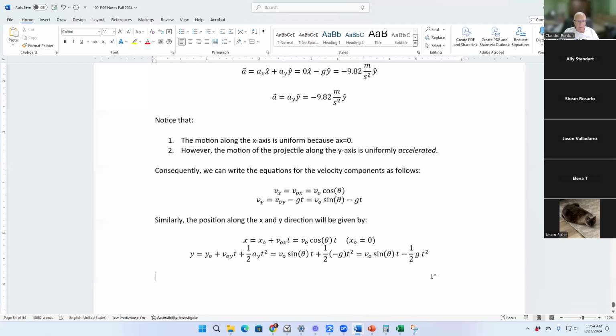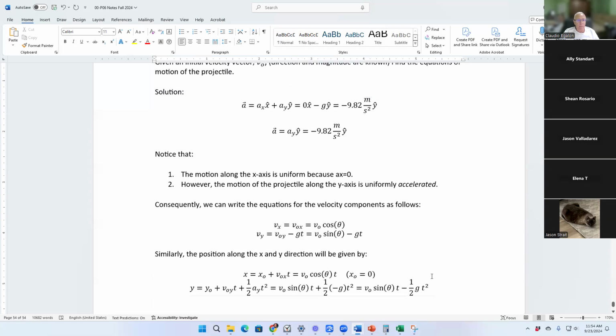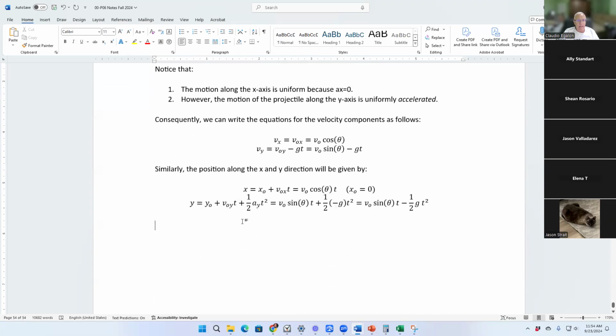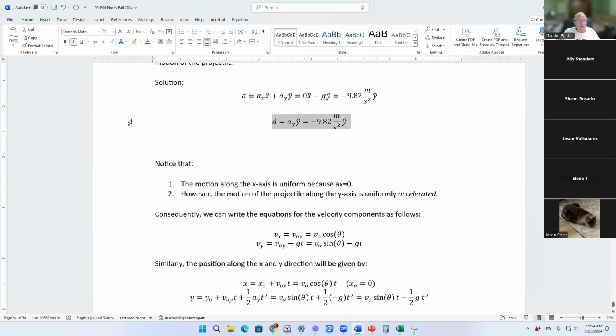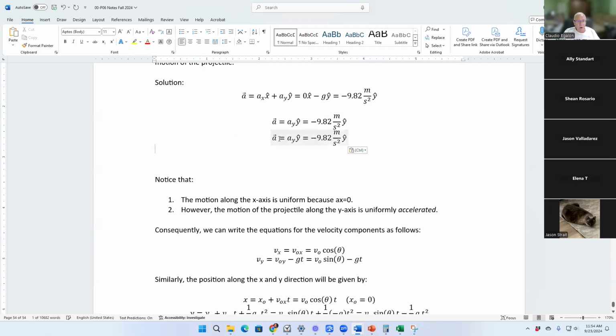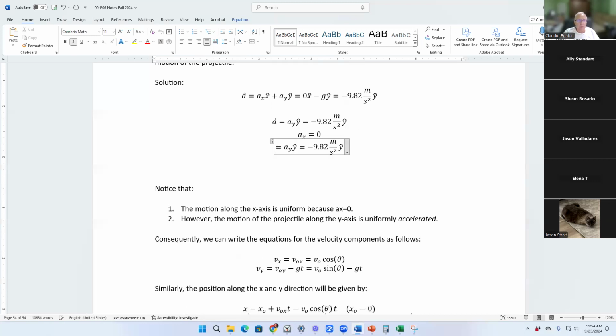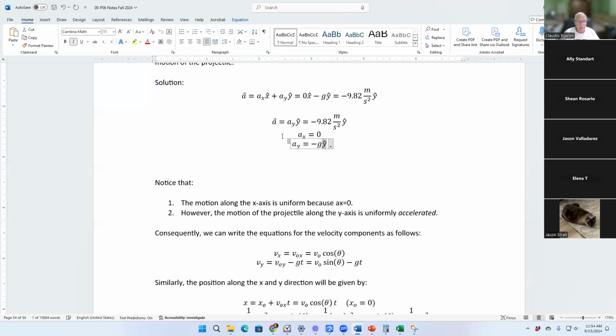And those are the equations of motion. I didn't put them in vectors, just in terms of their components. Here I put that in vector form. If I write it just in terms of the components, a sub x equals 0 and a sub y equals minus g. That's in terms of the components.